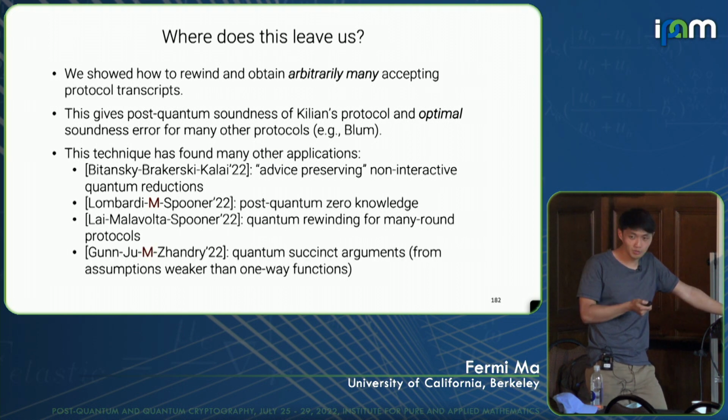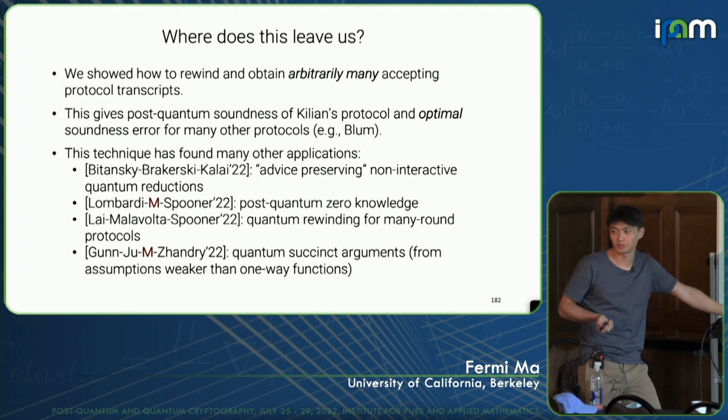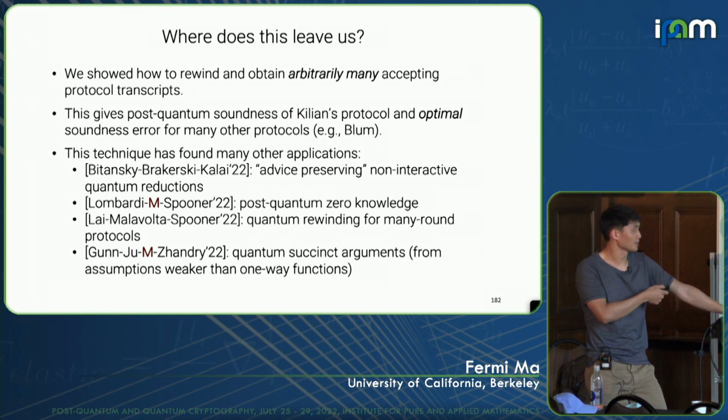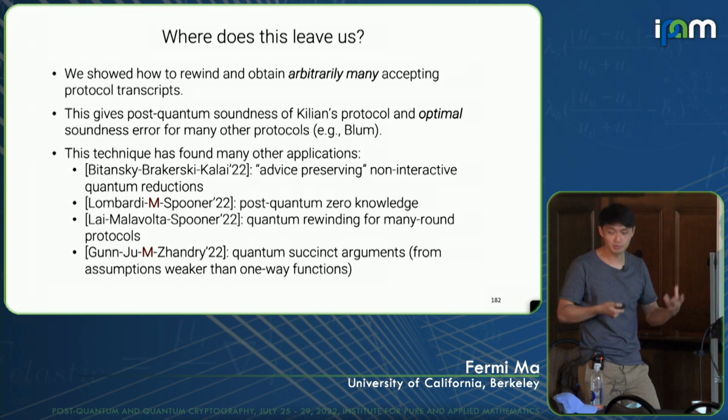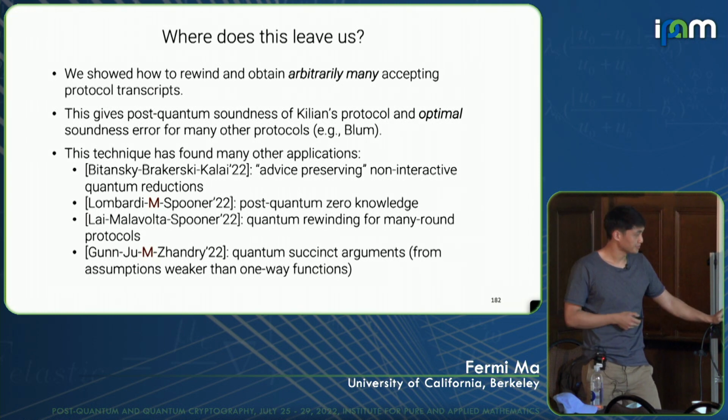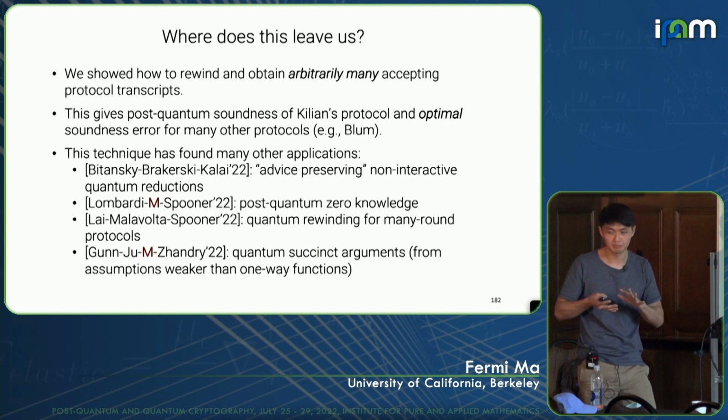In this upcoming work with Sam Gunn and Nathan Ju, who are in the audience, and Mark Zhandry, we do quantum communication succinct arguments, as well as several other things. And we get this from assumptions that are weaker than one-way functions. So computational assumptions still, but because they're quantum, they can potentially be weaker than one-way functions. And the way we prove security is through this technique.